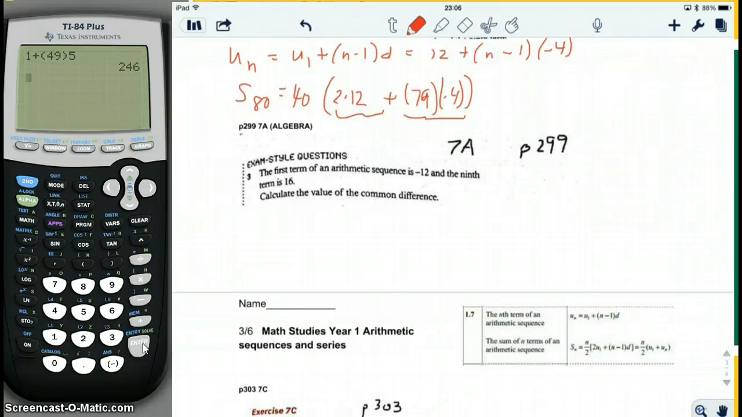The first term of an arithmetic sequence is negative 12, and the ninth term is 16. So I have the first term of the arithmetic sequence is negative 12. Okay, so u1 is equal to negative 12, and u9 is equal to 16. Calculate the value of the common difference.